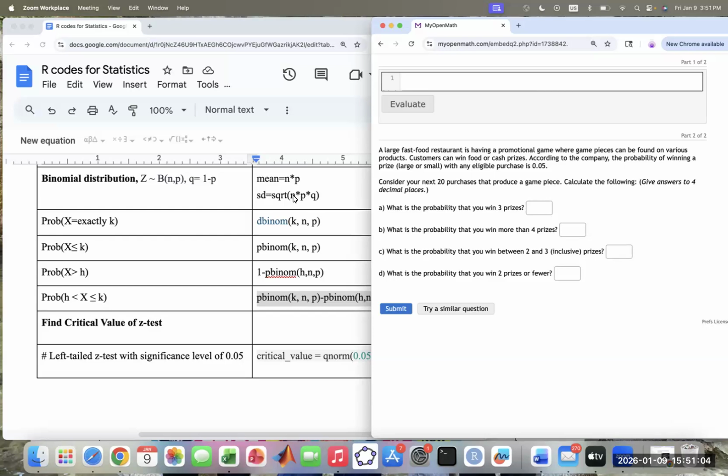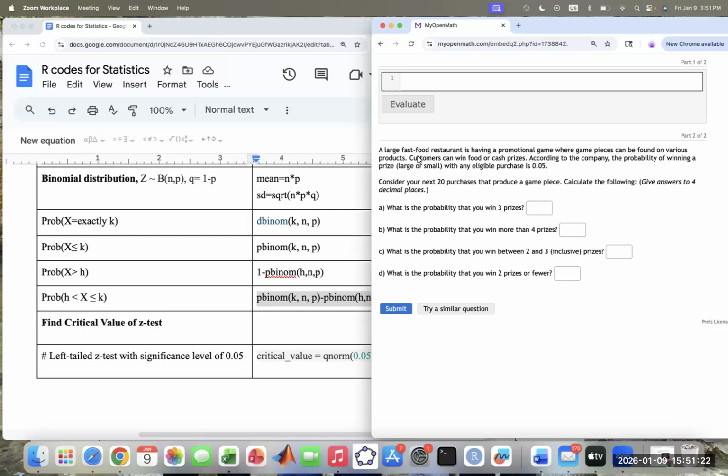So with that in mind, we can find the mean as equal to the sample size times the probability, and the standard deviation is the square root of the sample size, the probability, and the complement of that one. Okay, so we're going to jump into the question like this.